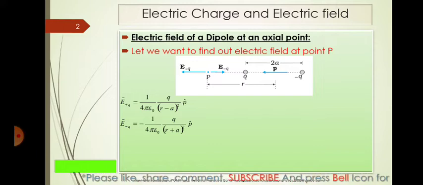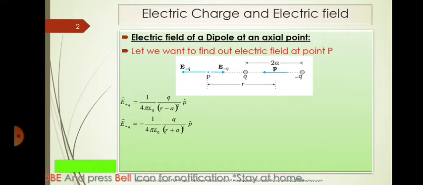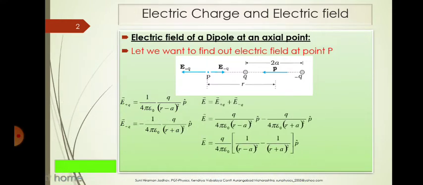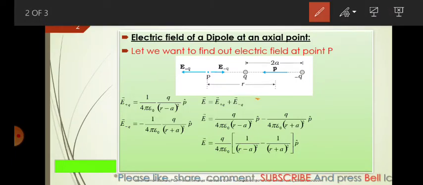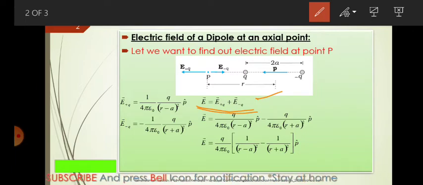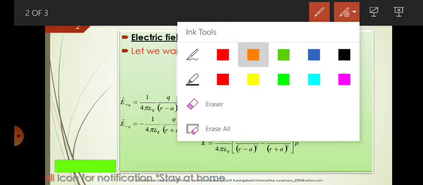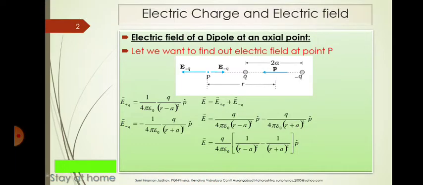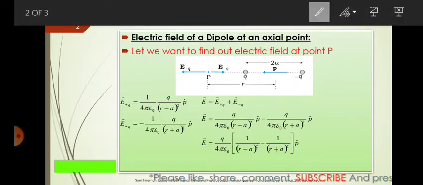What is our intention? We have to find out the net electric field at point P. So if I apply the superposition principle, I can write here E is equal to E plus q plus E minus q. We can write like this, right? Now remember one thing, I am writing all these things in vector form, right?